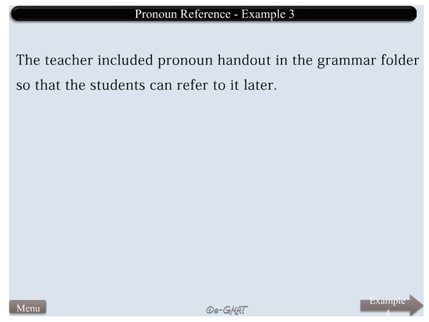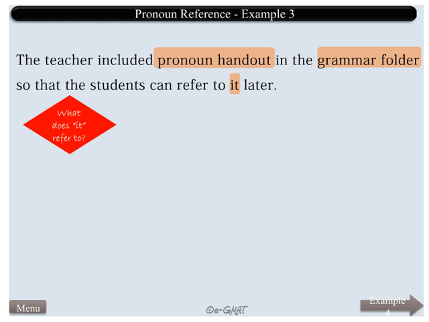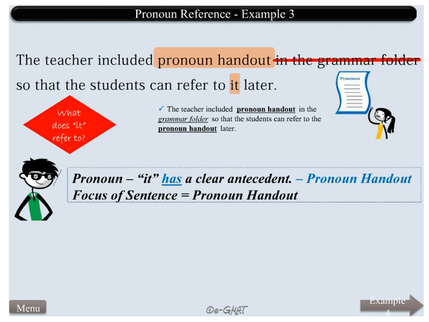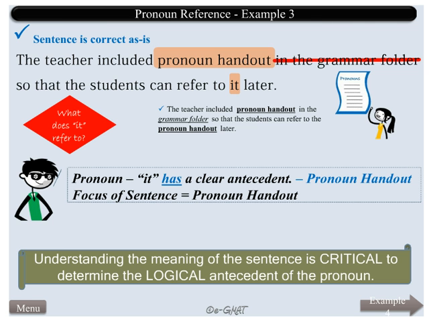Example 3. Read the sentence and then answer the question, what does it refer to? In this sentence, even though two nouns appear before the pronoun it, handout and folder, the pronoun it clearly refers to the handout, because handout is the main focus of the sentence. The teacher included the handout so that the students can refer to it later. Also note that even if you deleted the noun grammar folder, the sentence would still make complete sense. So it is always essential to understand the meaning of the sentence to determine the logical antecedent of the pronoun.